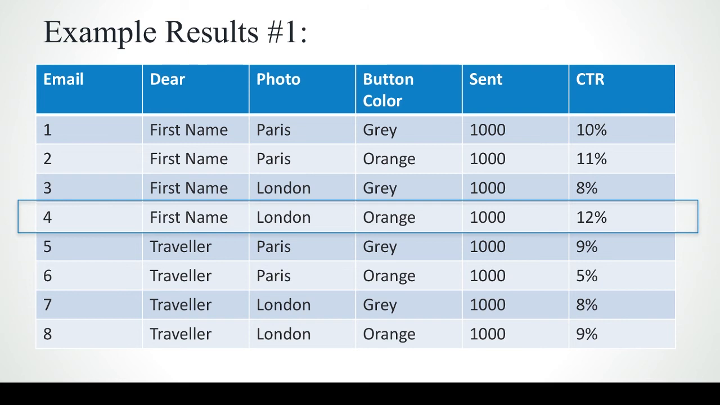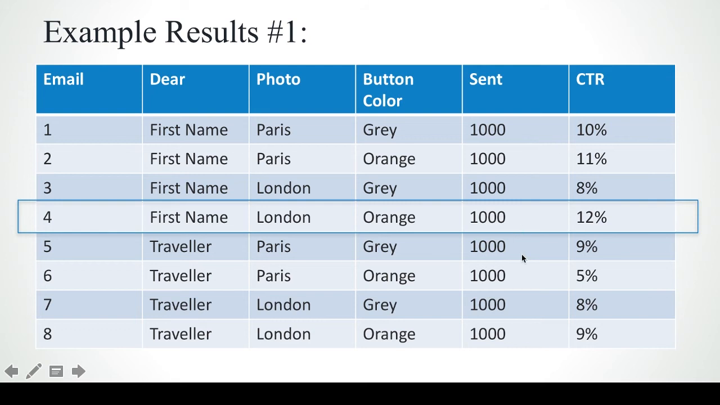So here are some examples of after you deploy, 8 different emails would go out with different combinations. This is how the combinations would look. You can have first name Paris gray, first name Paris orange, first name London gray, first name London orange. So this is basically all the combinations. So you would want to send the same amount to each of those combinations. So in this case, you used 8,000 emails, assuming you had a pretty large sample size for this, to deploy your emails with all the different combinations.